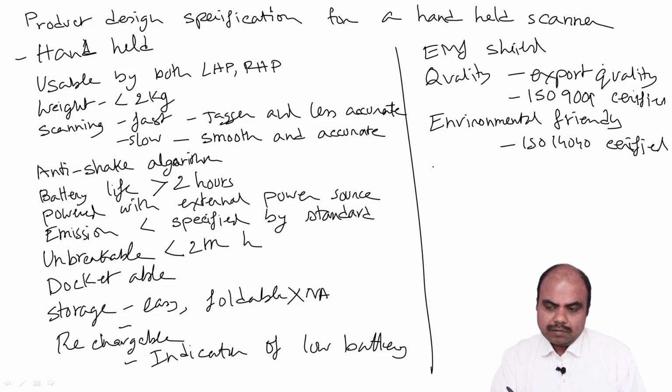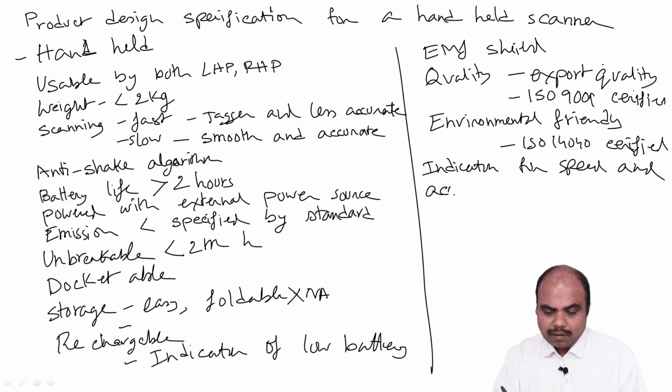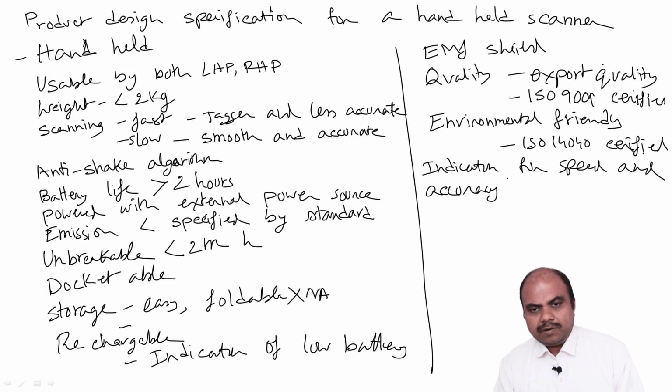Then it should also have an indicator for speed and accuracy. Whoever has used this scanner before may have felt that if you move the scanner very fast, it will not scan, and sometimes we do not know that the scanning speed is too high for the user. So there should be some indication of this.